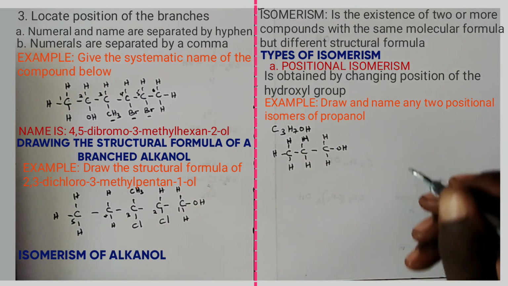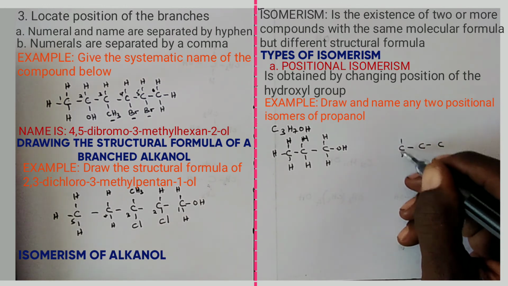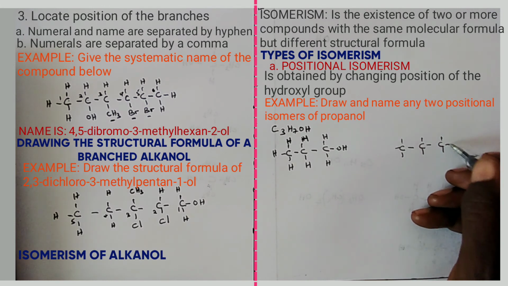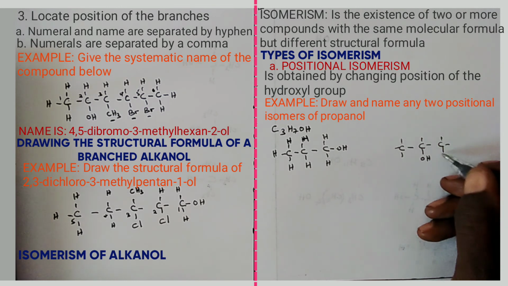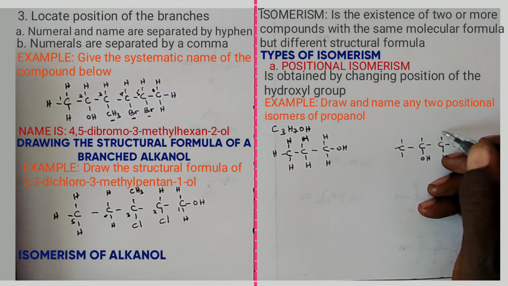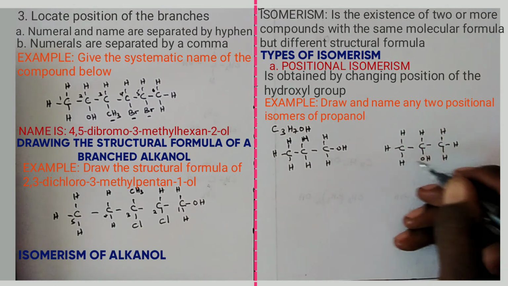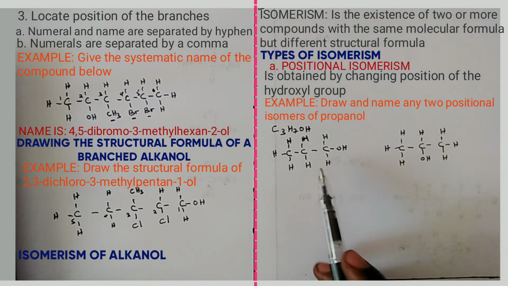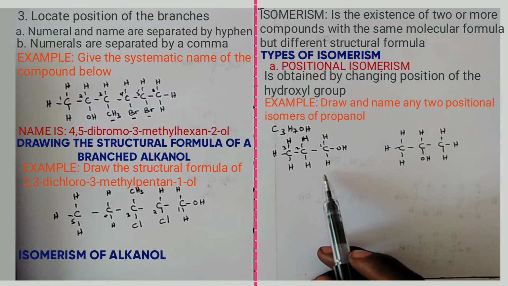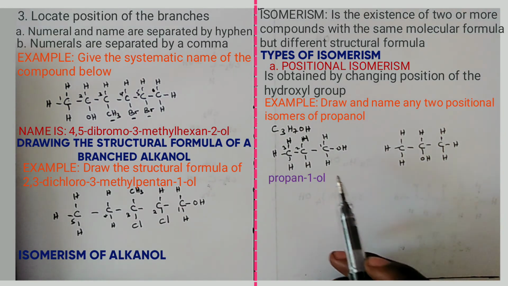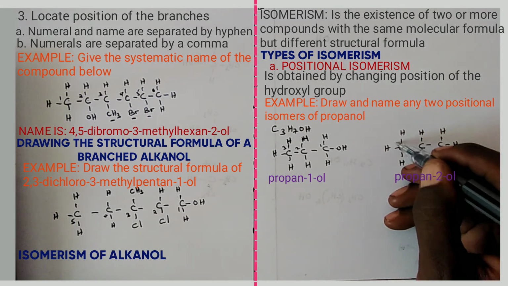To draw the next isomer, I draw the next 3 carbon atoms, then each carbon to have 4 bonds. Then I change the position of the OH to the second carbon atom. So I place it here, OH, then the rest becomes hydrogen atoms. This first one, because the hydroxyl group is on carbon number 1, becomes propan-1-ol. This one becomes propan-2-ol because the OH is on carbon number 2.